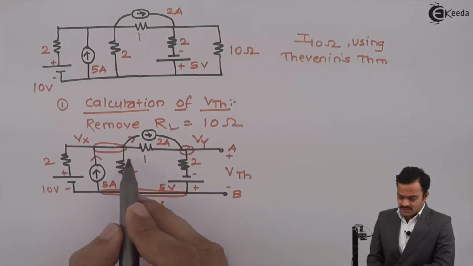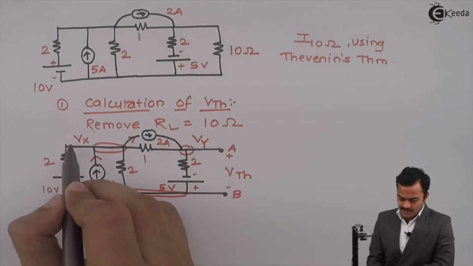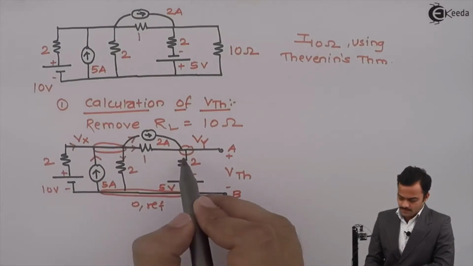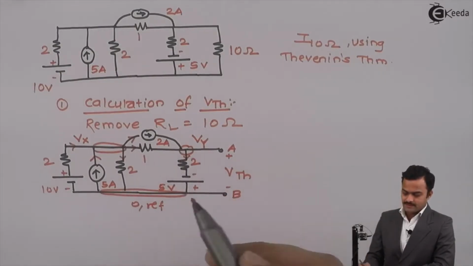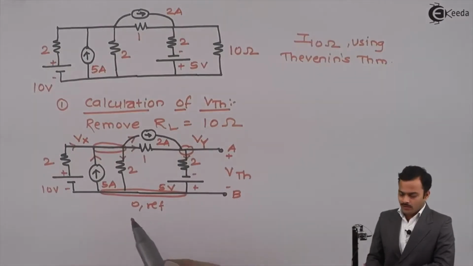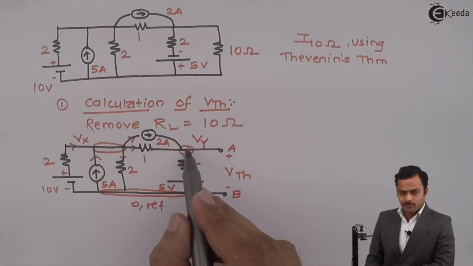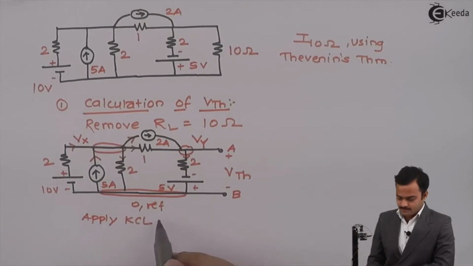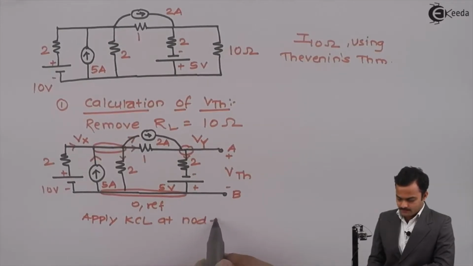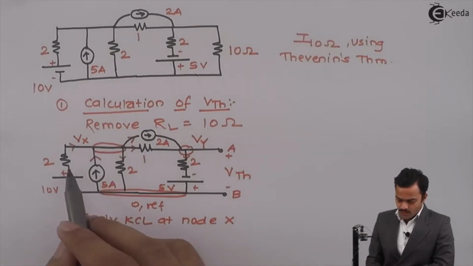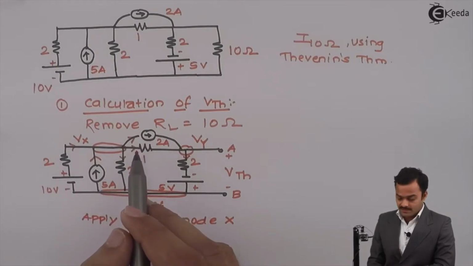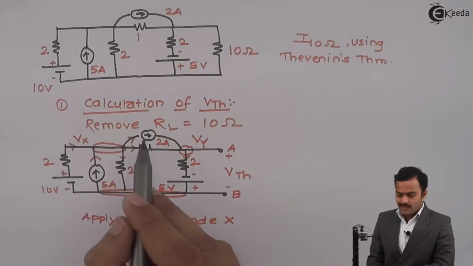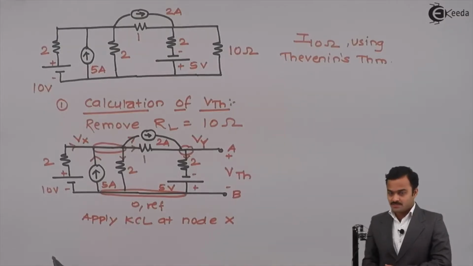Now there are three branches left. For that I will select random current directions, and here one more branch like this. I select current direction downward, which is outgoing for this particular node. So let's apply KCL at node X. So at node X, 1, 2, 3, 4, 5 branches are connected. Out of that, 2 are incoming and 3 are outgoing. So we need to write the equations properly.